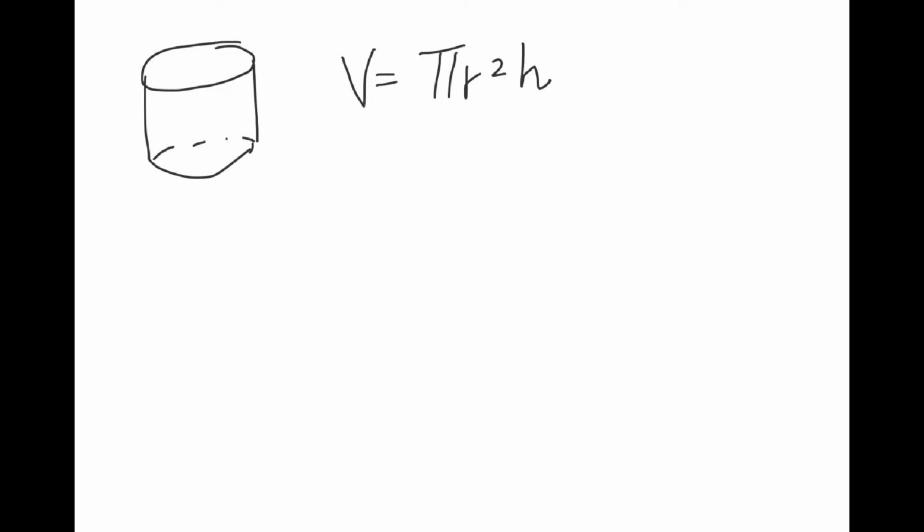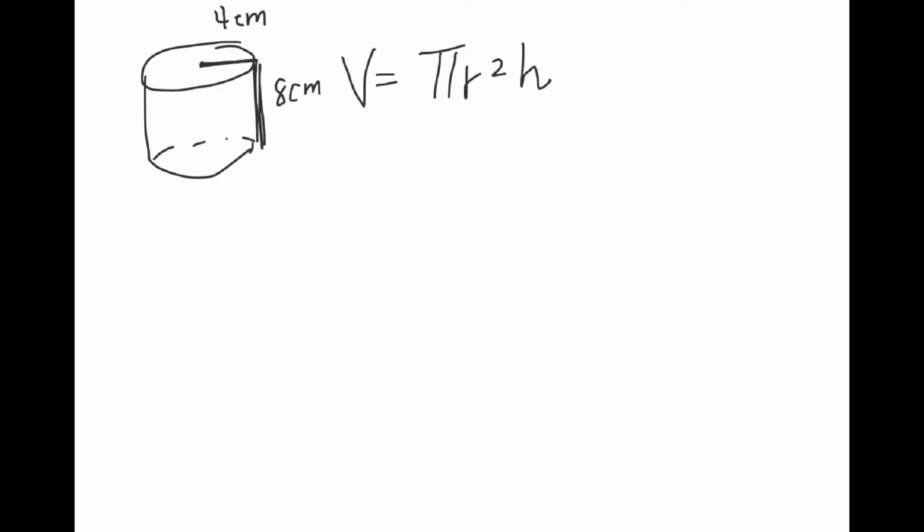Let's say there's a couple things that we can do with this. First of all, they can give us the radius is, let's say, 4 centimeters. And the height, remember, radius is from the center of the circle to the edge of the circle. And the height, let's say, is 8 centimeters. Okay. Go ahead and plug everything in and send me your answer in.